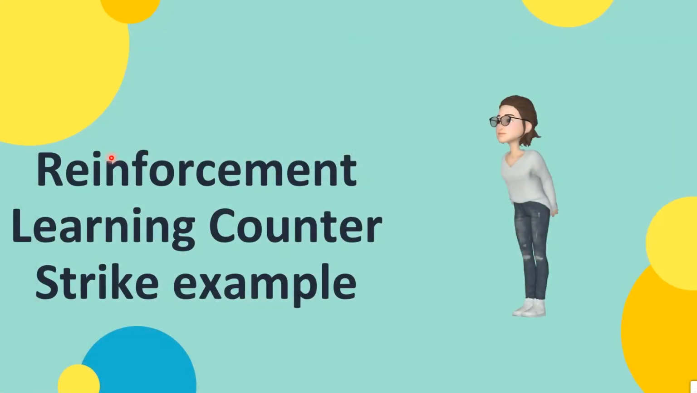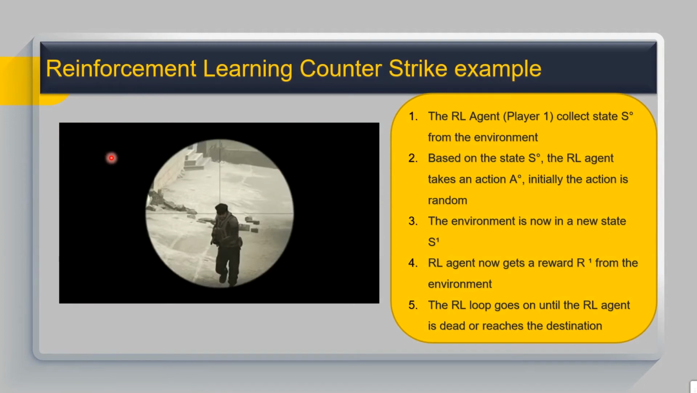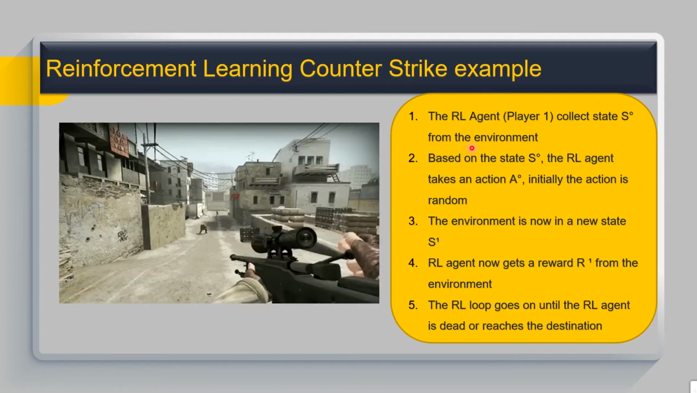To understand this better, let's suppose that our agent is learning to play Counter Strike. So let's break it down now. Initially, the RL agent is only player 1. Let's say it's player 1 who is trying to learn how to play the game. He collects some state from the environment, this could be the first state of Counter Strike. Now, based on the state, the agent will take some action, and this action can be anything that causes a result. So, if the player moves left or right, it's also considered as an action.